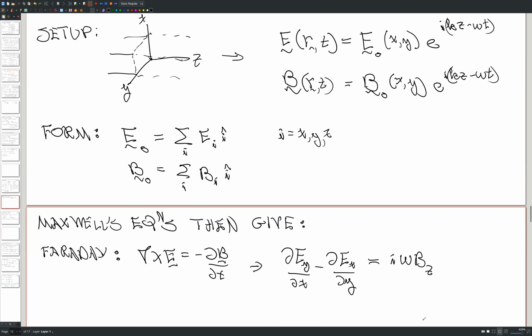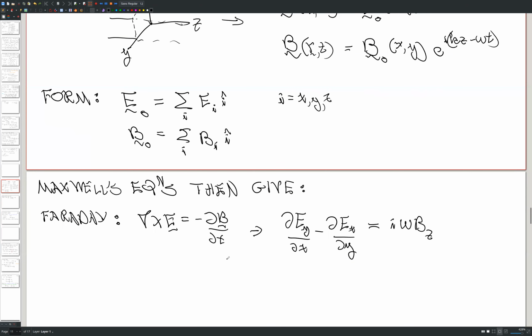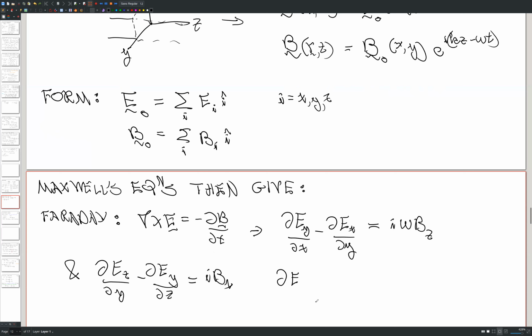And I'm writing the equation straight in terms of the coefficients here, because as we discussed last time, these are independent functions. Therefore, the coefficients appearing on these orthogonal functions have to be equated. So that's directly the component form that you get. And then, of course, you get the other two equations. You get dE_z/dy minus dE_y/dz. That's now equal to i omega B_x.